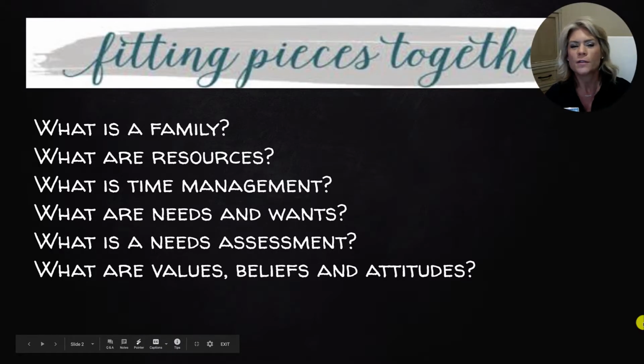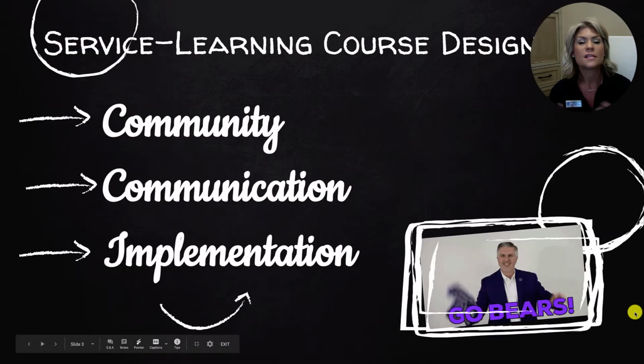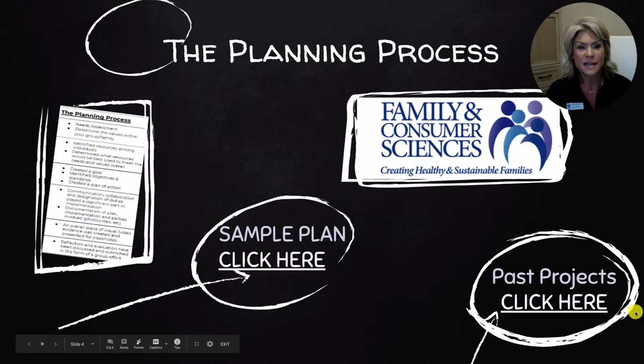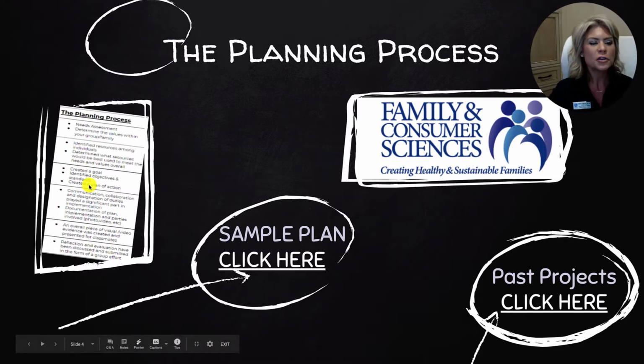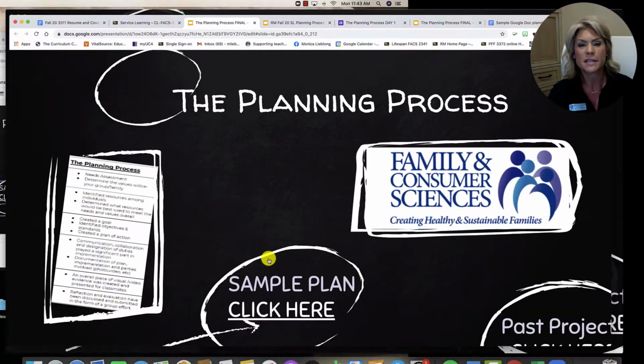At this point, we're going to fit all of the pieces together with resource management and service learning. This course, being a Service Learning designated course, pulls together community, communication, and now implementation. We've gone over the planning process, you know the planning process, and it's time now to create a plan. In your group, you'll see this on your rubric in your directions. You're going to create a needs assessment, determine what values you have within your group, create a goal, and put together a plan.